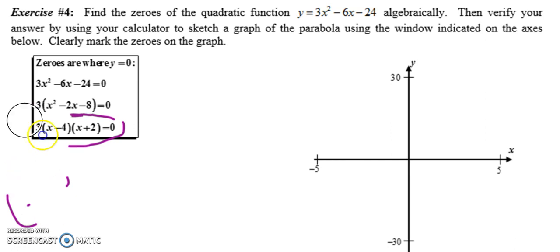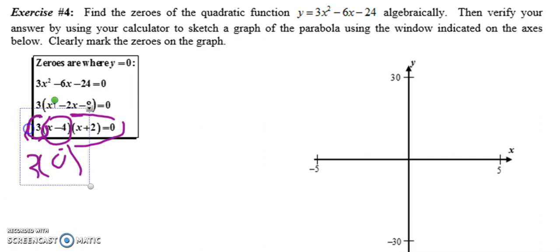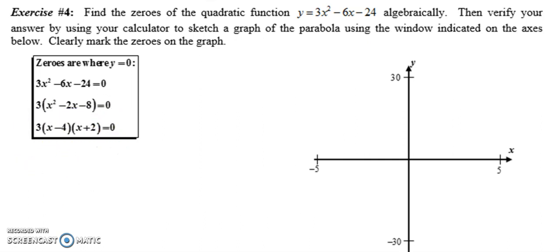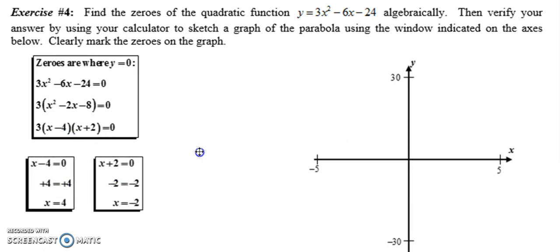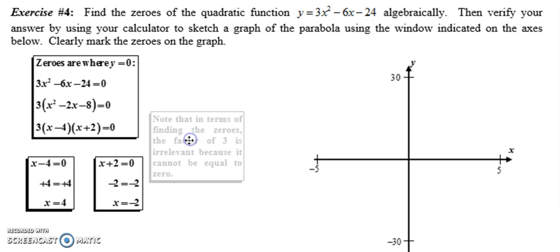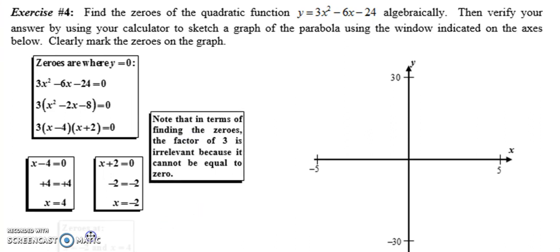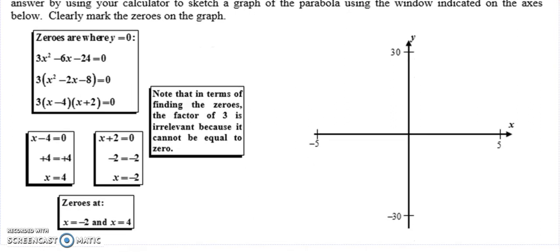And the reason is, obviously, if you can make this part 0, then 3 times 0 is still going to be 0. So when you have a single number, just ignore that. We're really looking for the variables. So now, let's take this factor and set it equal to 0. Let's take this factor, set it equal to 0. And there are our solutions. Solutions are somewhere. There they are.